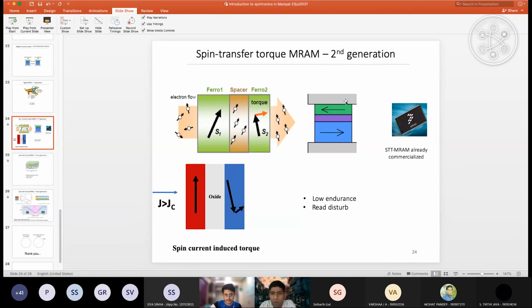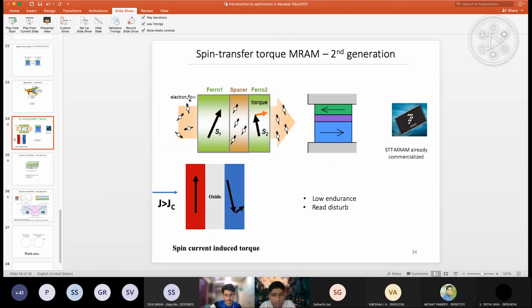Now the question is how to switch from one state to another. So basically, the big magnet we can let be fixed, and only the top magnet we want to switch. If you want to write 1, we will switch it in the opposite direction. If you want to write 0, we will switch it parallel. So how to switch? In the current spin transfer torque RAM, the way to switch is you pass a current through this structure, up to down or down to up.